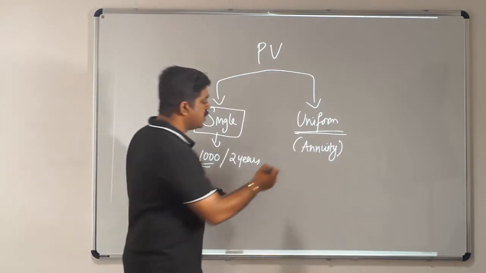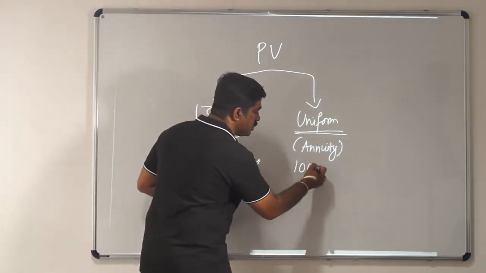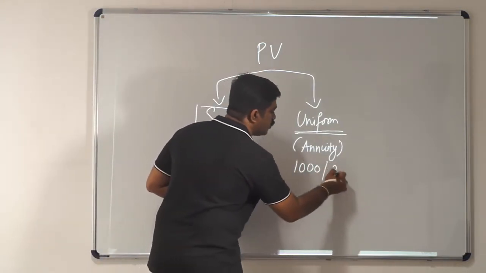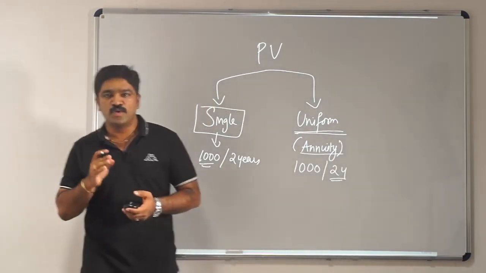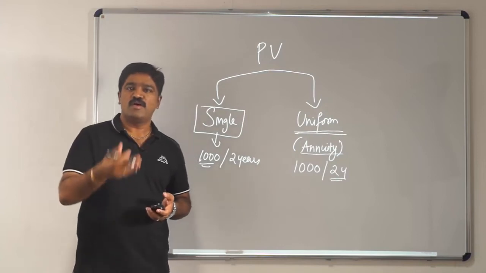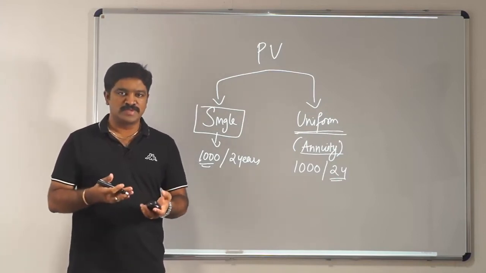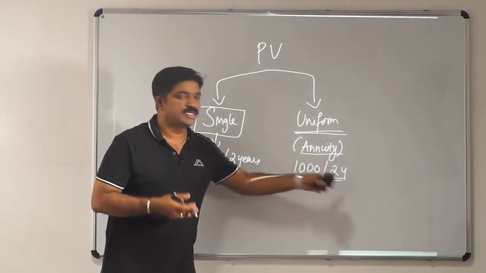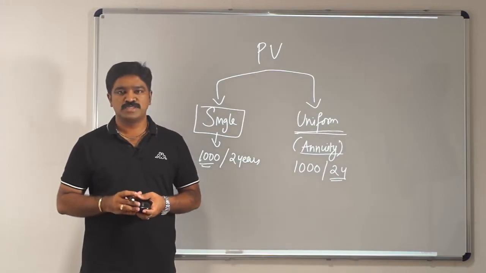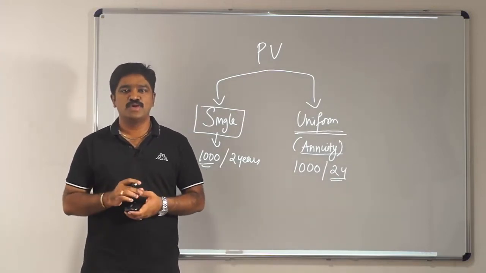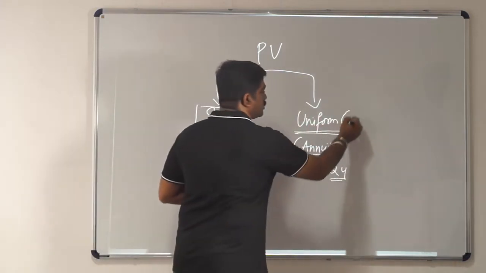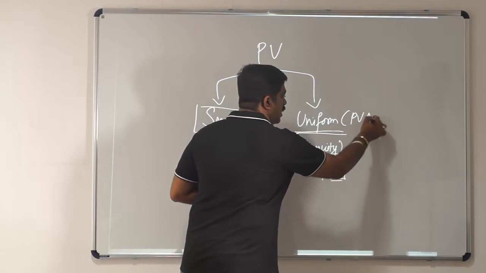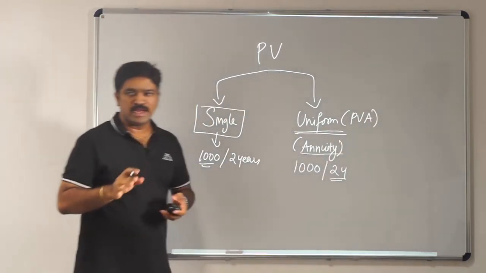But if I say I'm going to receive 1000 every year for a period of 2 years, then it is a scenario of annuity because you have uniform cash flow for some uniform intervals. That is, every year I'm going to receive 1000 rupees. So in those cases, how would you find out the present value? That's where we have the concept of present value of annuity, and we have a formula for that. I'll give you the formula.